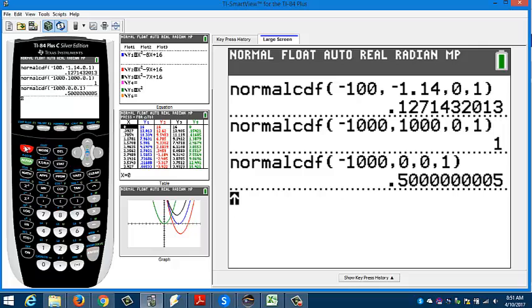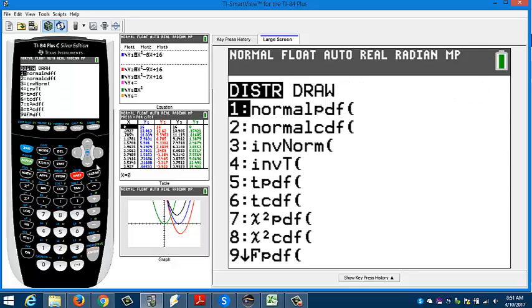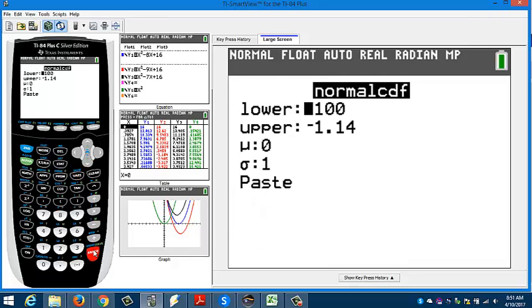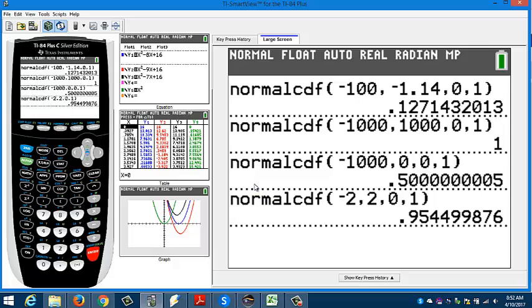Second distribution. Normal CDF. And let's type in -2, and then for the upper limit, we want +2. What percent of the data is between -2 and +2? And that answer is about 95%. Right? 0.9545.